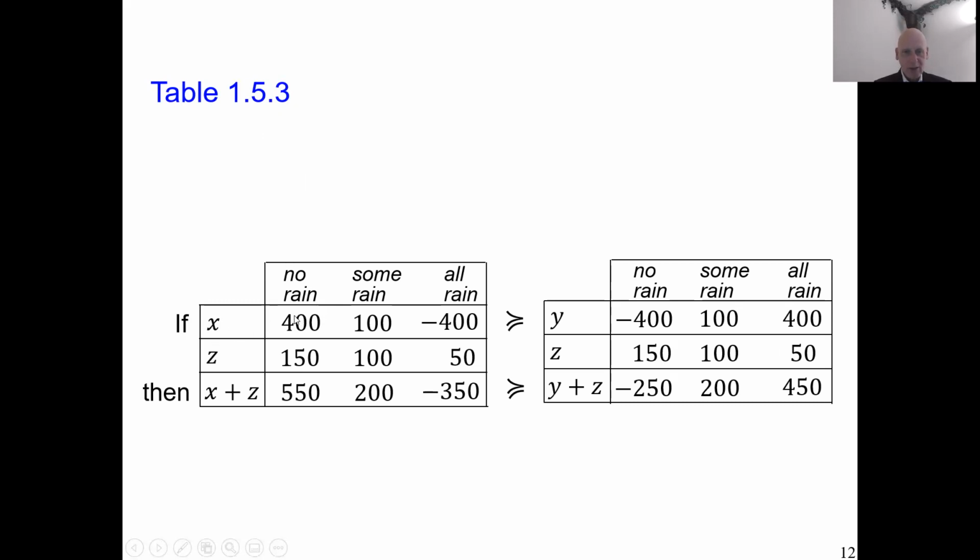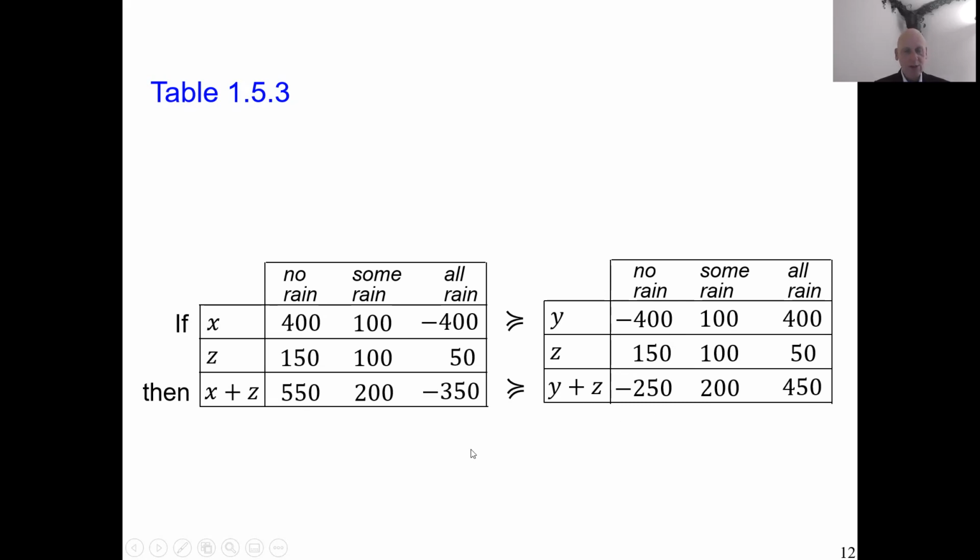Here we have ice cream, you remember the payoffs. Hot dogs, you remember the payoffs. Z that we add, the same Z, that's what additivity looks at. And Z could for instance be that you also take magazines with you. X plus Z, 550, 200, minus 350. Here, minus 250, 200, 450, indeed. Additivity says if you have the first preference, you should have the third.